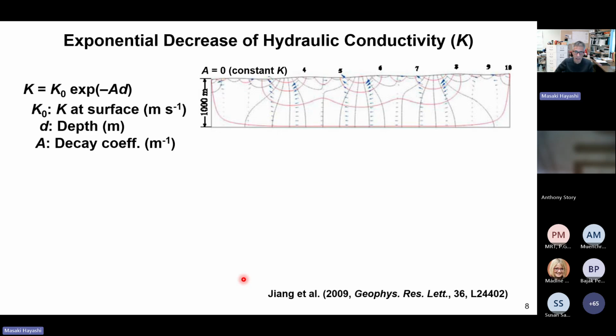Xiaowei noted this earlier, and then he put that into a numerical groundwater flow model using a code called COMSOL Multiphysics. This is a case with uniform hydraulic conductivity, so you get the standard nested flow system. These red lines indicate the pattern of flow. So you get a local flow system, intermediate flow system, and a regional flow system.